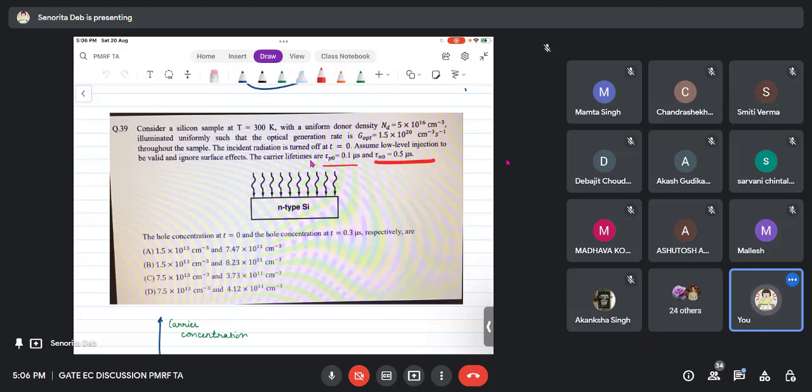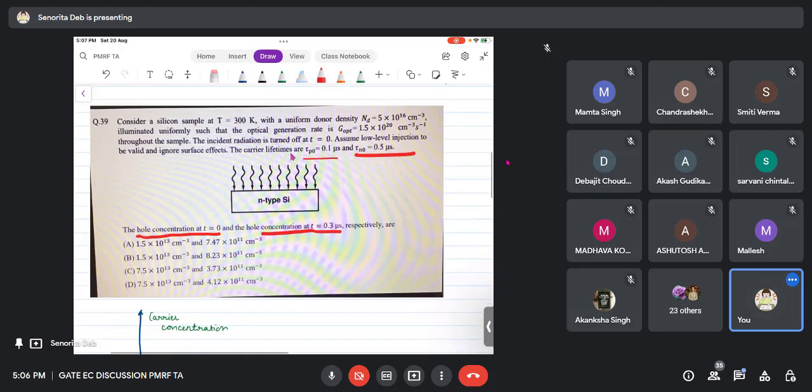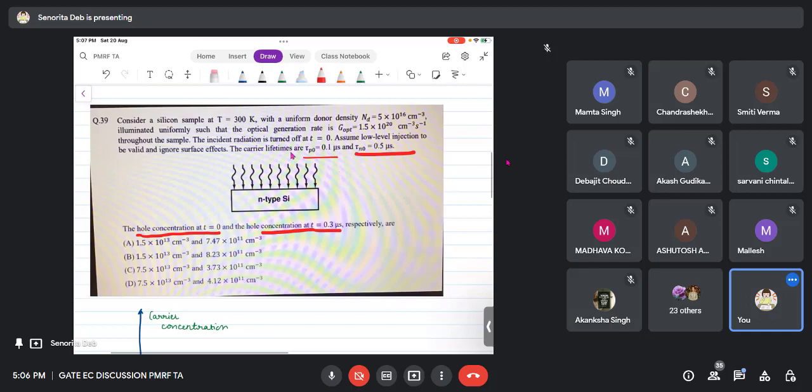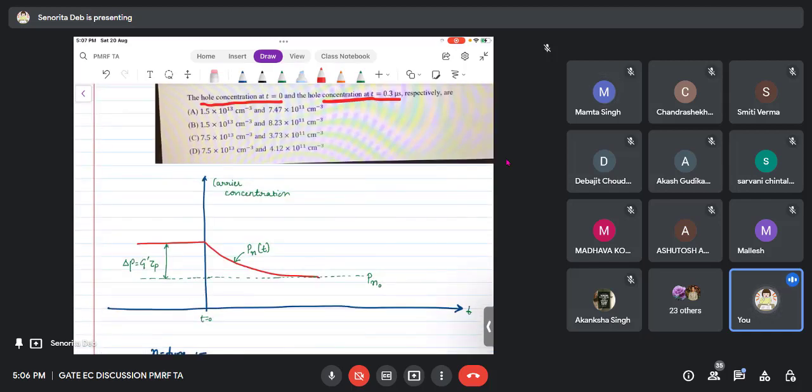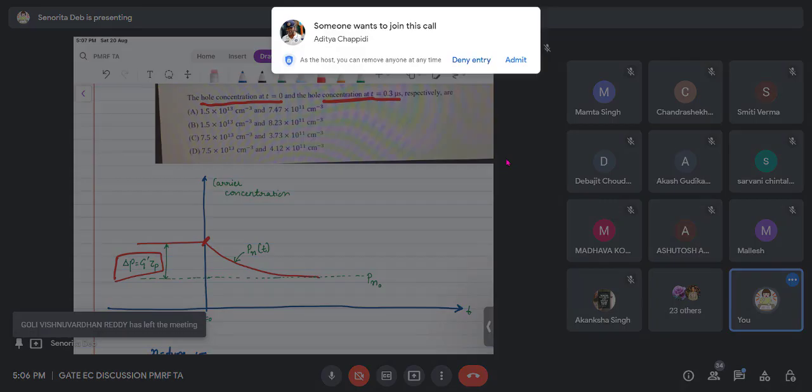Right, now we saw something. It is saying hole concentration at t equals 0 and hole concentration at t equals 0.3 microsecond is. So at t equals 0, we had been told, okay, so this is the kind of graph that you get. So you were asking about this thing, right? The basic formula, this is the basic formula, delta p is equal to g dash tau p, okay, and at t equals 0, once the light is off, the carrier concentration starts decreasing.